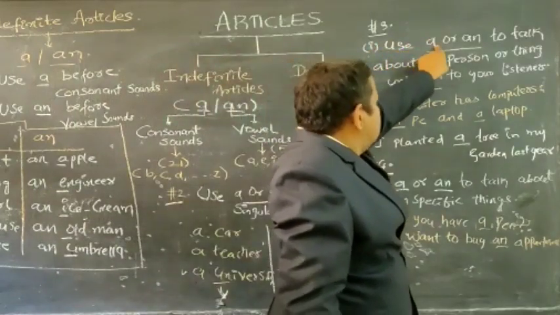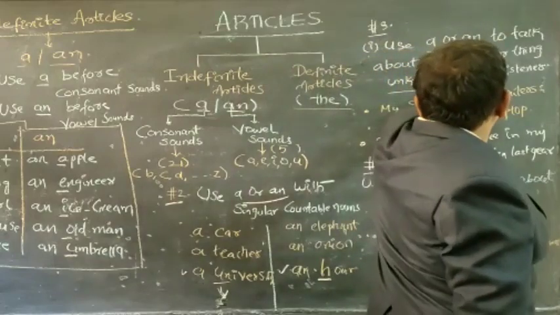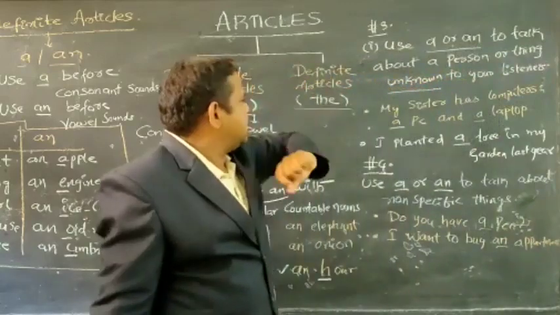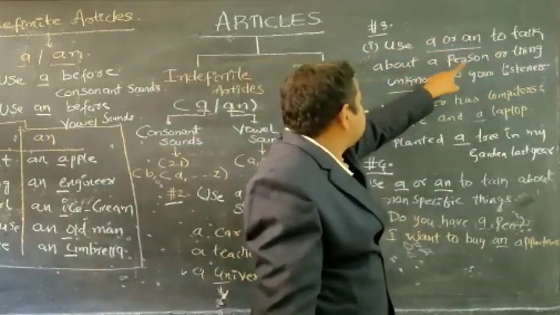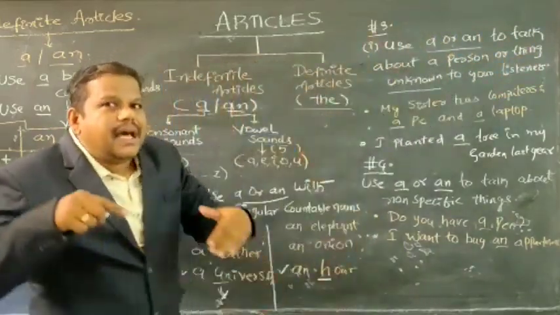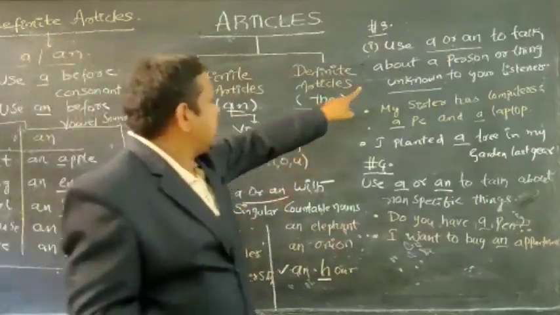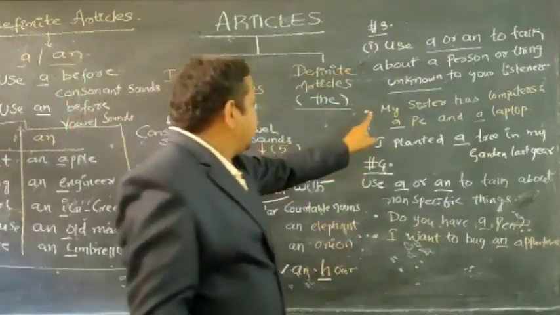Come to the third one. Use a or an to talk about a person or thing unknown to your listener. Once again, use a or an to talk about a person or thing unknown to your listener. When the listener knows, we have to use the. When the thing is unknown to the listener, we should use a or an. See this example.